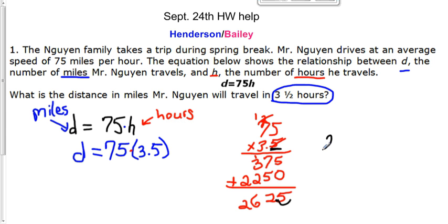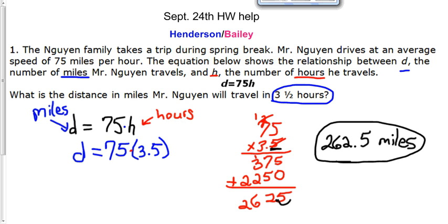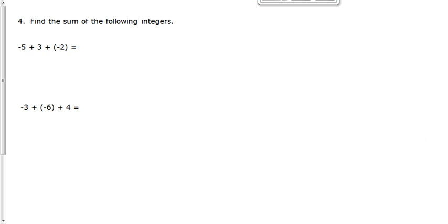So he went 262 miles and a half. So 262 and a half, or 262 and 5/10 miles. Let's go ahead and look at the next problem we have for today.